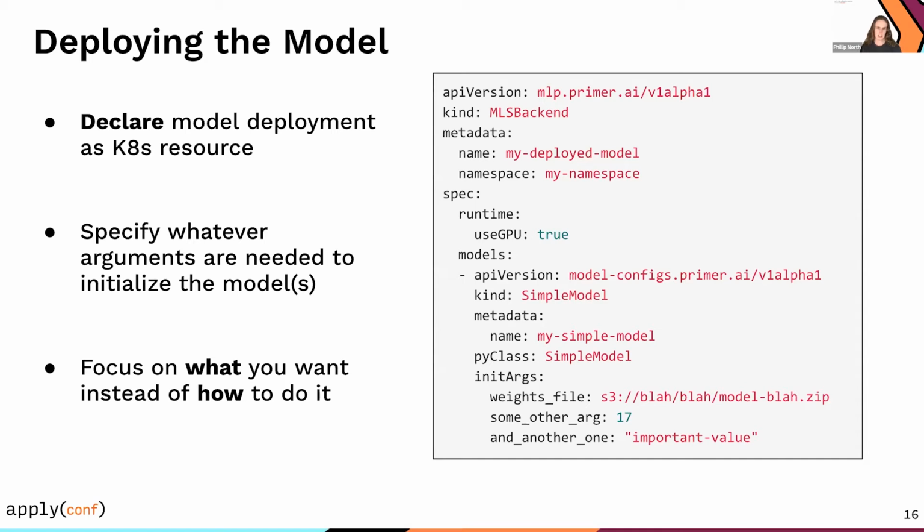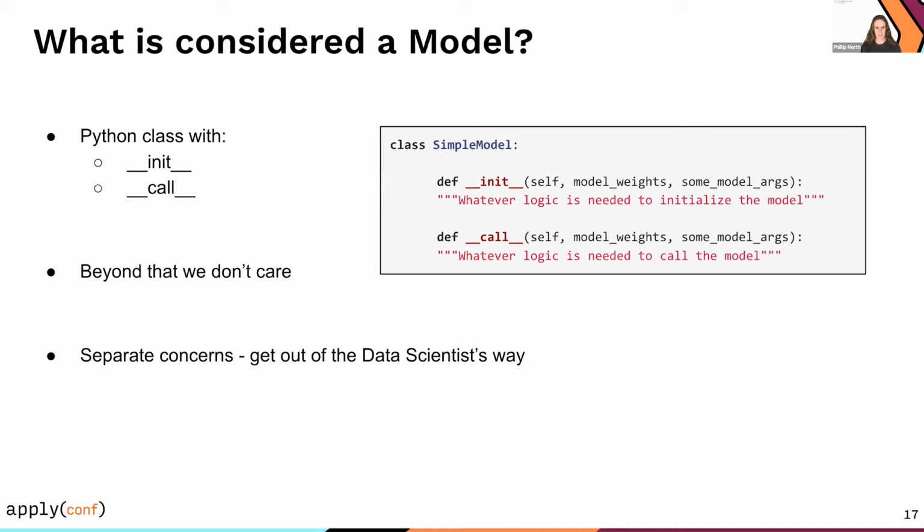So this CRD is basically specifying just the basics of, do you want a GPU or not? Maybe some other stuff about the hardware, and then ultimately just initializing some model that is abstracted in a Python class. And so the model author really just needs to come with an implementation of their model as a class, and the system is separate from that, in that it doesn't need to be tightly coupled there. So we can get out of the data scientist's way and be flexible for them.